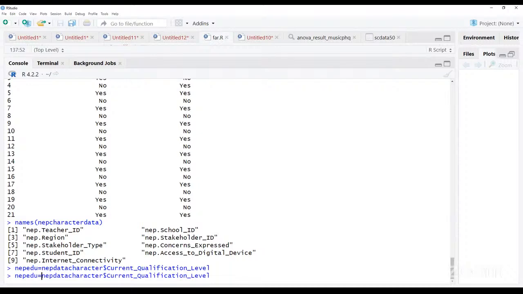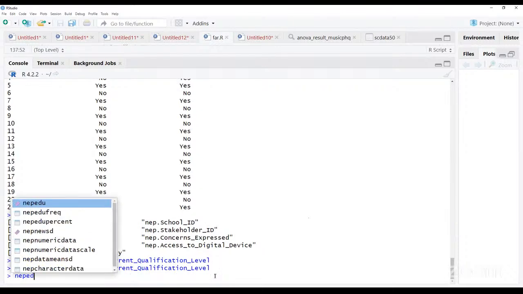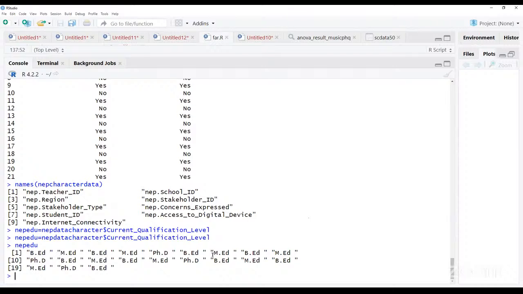I have given you one assignment on this on the basis of the previous class. So in this way, you have to extract the data. You have to first create a vector, with any name for it, and then use the main data with the dollar sign, and create it like this. Now, when I write NEP edu, you will find only qualification. Okay, so this is called extraction.